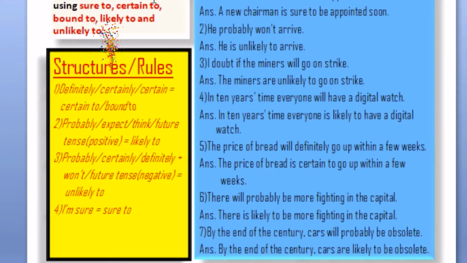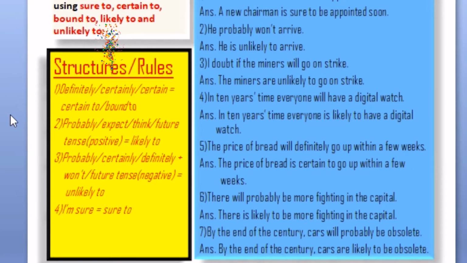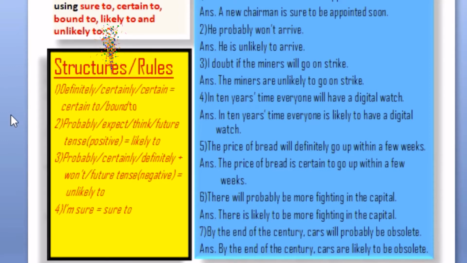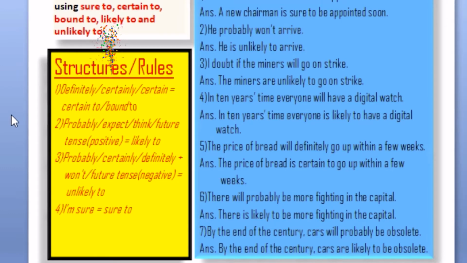As I told you already, change the sentences below using sure to, certain to, bound to, likely to, and unlikely to. Now the important point in this video, my dear, I'm going to tell you the structure: in which context you have to use sure to, certain to, bound to, likely to, and unlikely to. Listen carefully, pay attention, my dear.